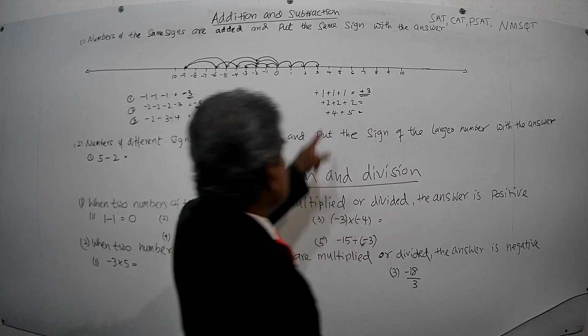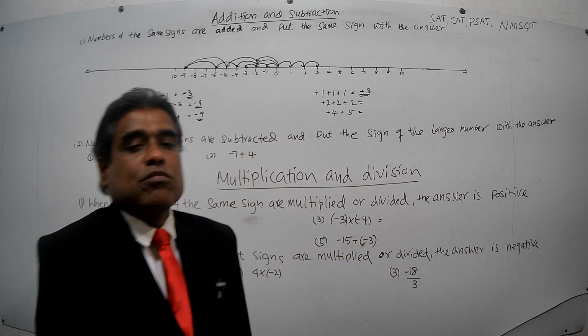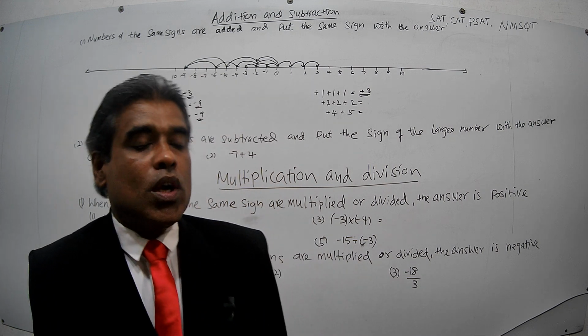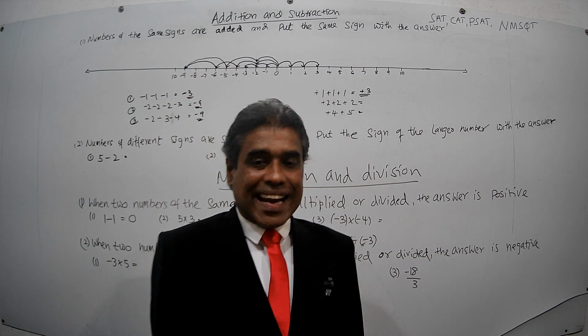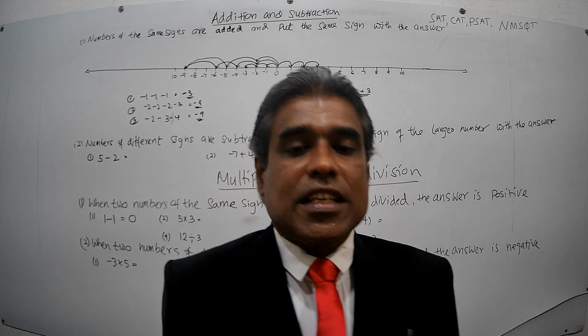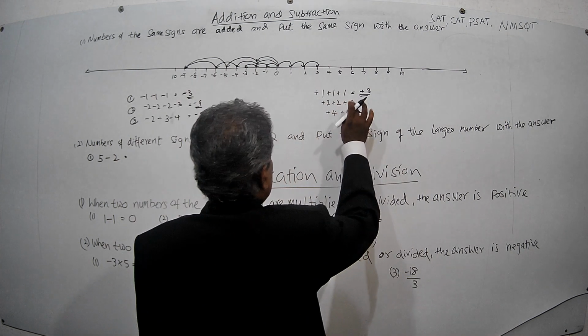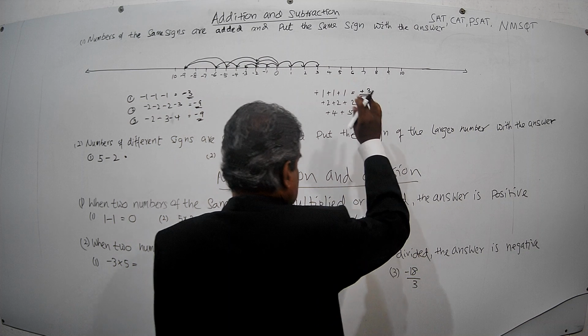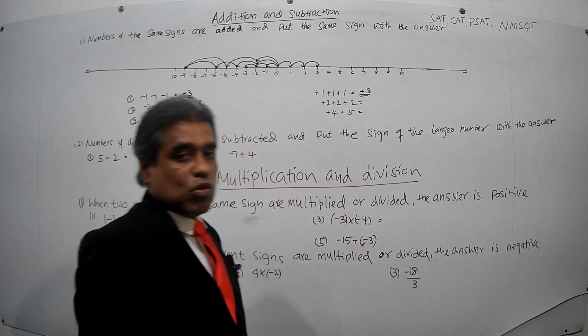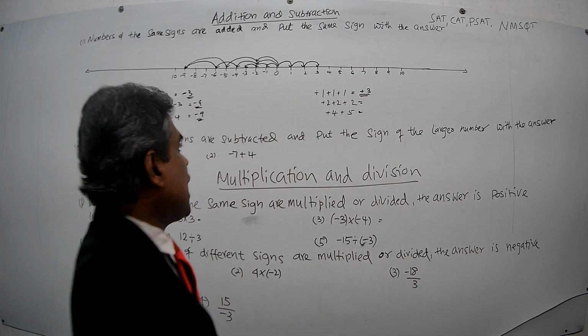Again, there are 3 twos with the same sign, positive. Therefore, according to the rule, numbers of the same sign are added, and the same sign is put with the answer. If we add this 2, 2, 4, 4, 2, 6, then the answer will be +6 according to the rule. Now see how it can be obtained from this number line.